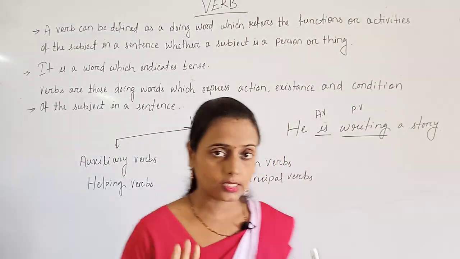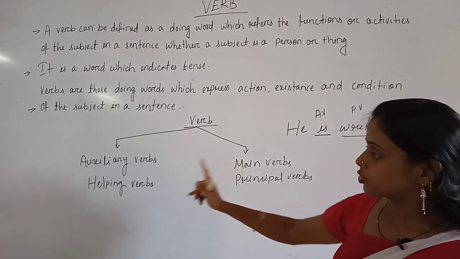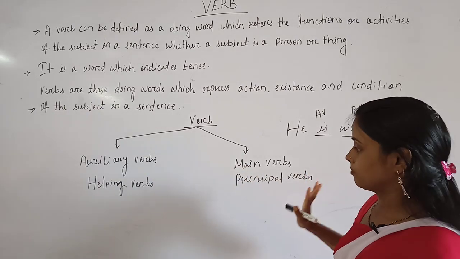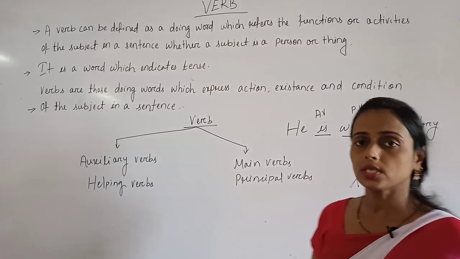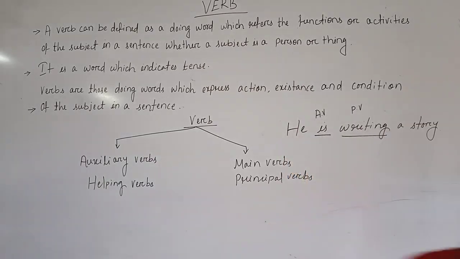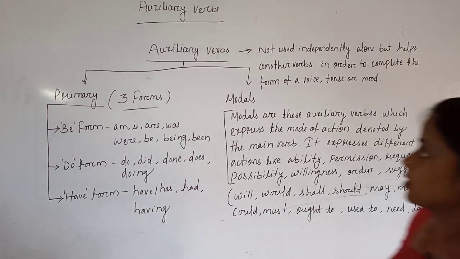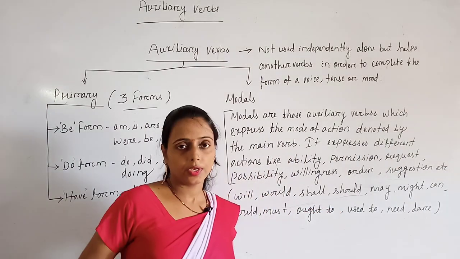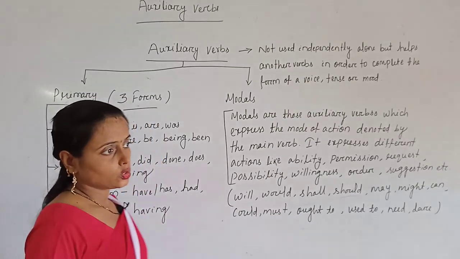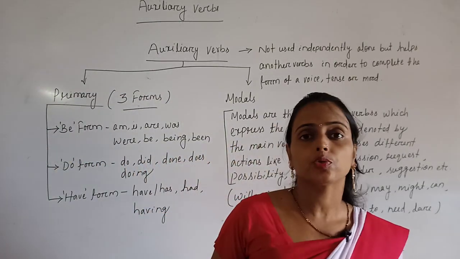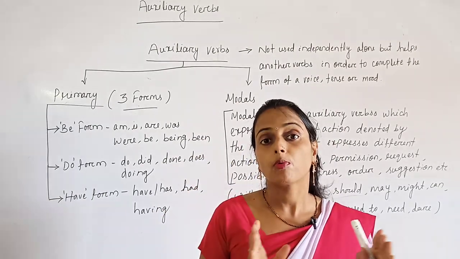Understood? Yes or no? So verb is divided into two broad categories, auxiliary verbs and main verbs. Auxiliary verbs are also known as helping verbs, and main verbs are also known as principal verbs. Now we are going to read about auxiliary verbs. Auxiliary verbs are divided broadly into two categories. First is primary auxiliary, second is modals.